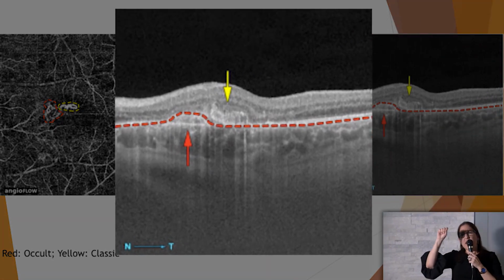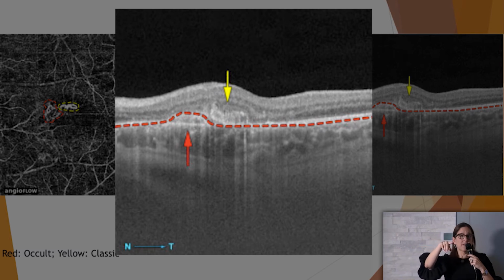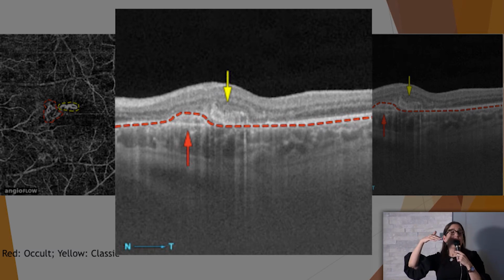If you look at my dotted red line there, you can see that that's the RPE. The RPE is separating my 2 CNVs. I have the sub-RPE with the red arrow. That's my occult. And then I have the one above the RPE, the yellow arrow, is my classic, okay?